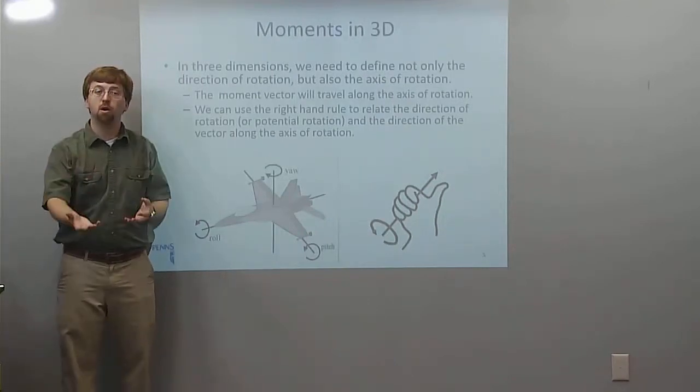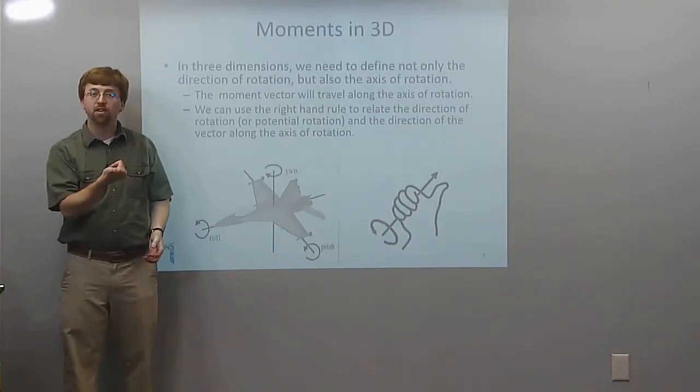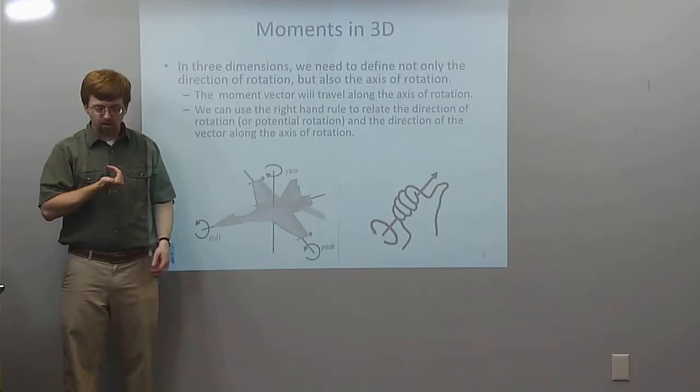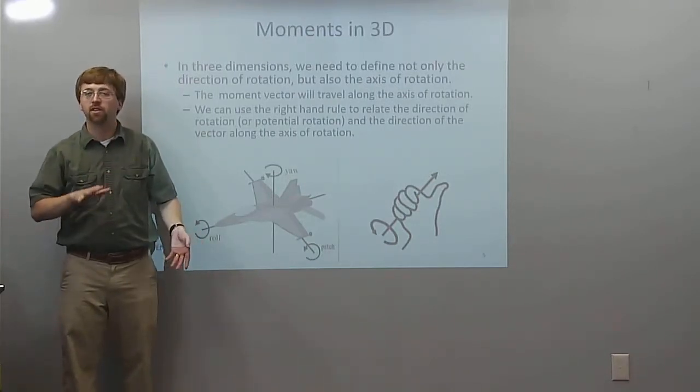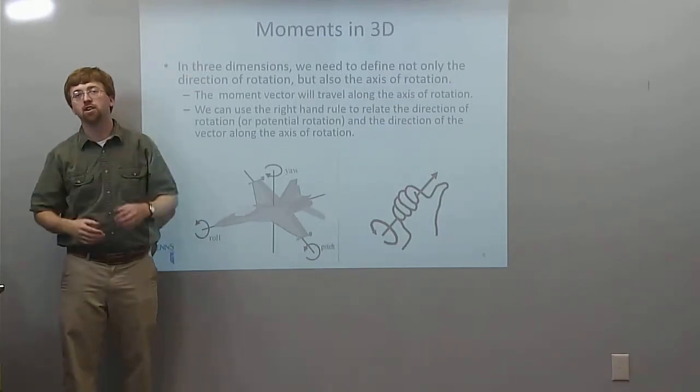Similarly, if I have a moment vector, I can point my thumb in the direction of that moment vector and curl the fingers of my right hand around, and that will show me the direction along which this moment is forcing the body to accelerate.